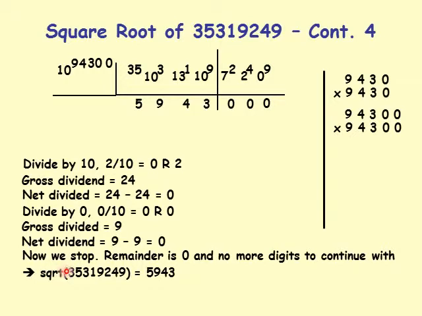So the square root of 35319249 is 5943, and it's a perfect square. In the decimal sections we got zeros, so it's 5943.000, which is 5943. The square root of this number 35319249 is 5943.